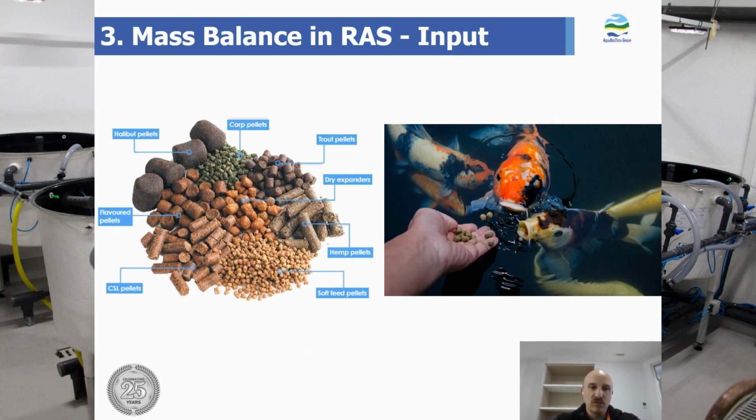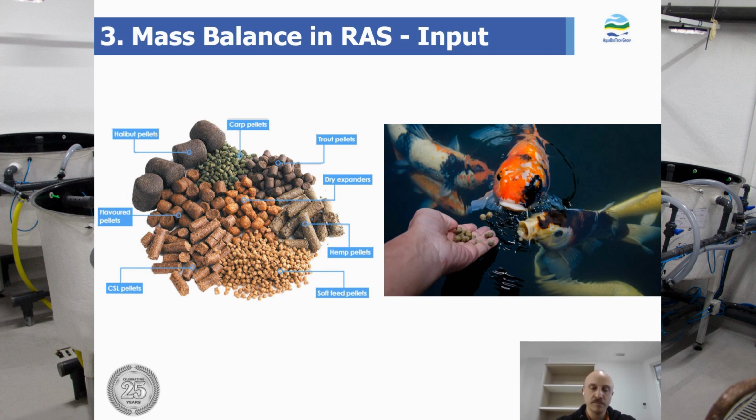Speaking about our main input, the feed can have a wide variety of textures, shapes, tastes, and physical characteristics. Feeds are developed for different species which are feeding at the bottom, in the water column, or at the surface. This feed can have a different shape according to the anatomy of the species and according to the life stage of the species.